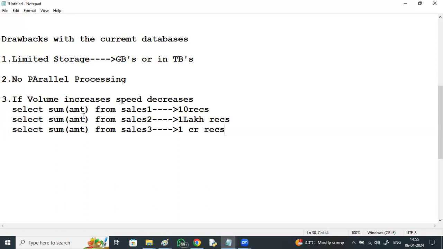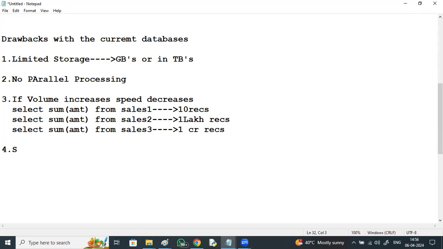Total amount from sales 1, 10 records. Total amount from sales 2, 1 lakh records. Total amount from sales 3, 1 crore records. Which query is going to execute faster among these three? The first query is going to execute faster compared with the others. So from query to query, as the volume increases, speed decreases.